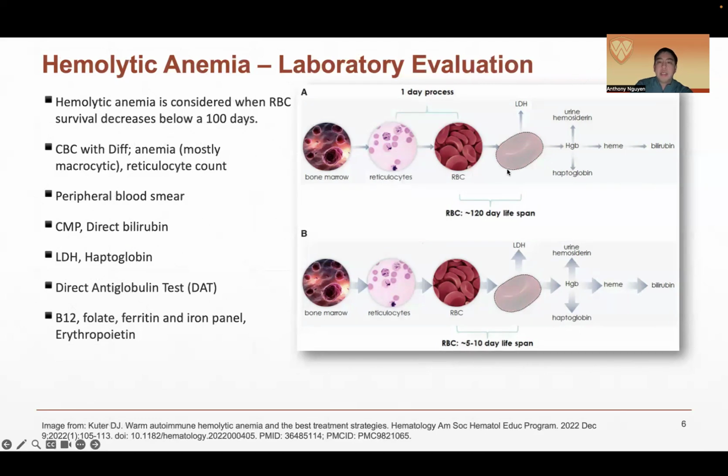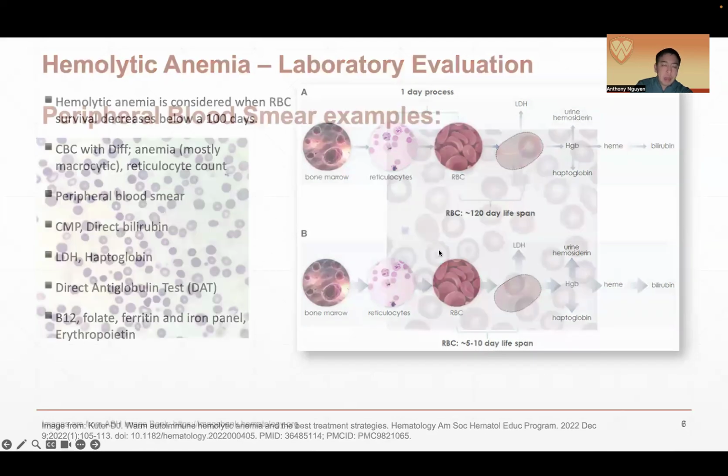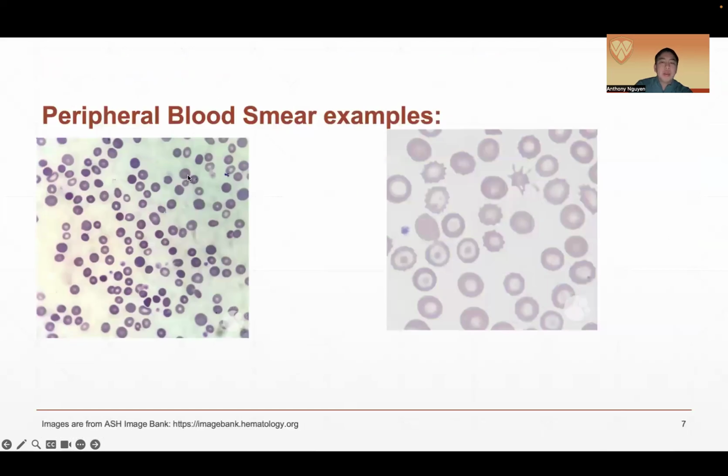And commonly, red blood cells last for about 120 days. But sometimes in hemolytic anemias, we'll see that the red blood cell lifespan may only last 5 to 10 days. Peripheral blood smear examples: sometimes we'll see spherocytes in autoimmune hemolytic anemias, which are red blood cells that lack central pallor, meaning they do not have this white circle in them. So you can see that they're smaller than the average white blood cells.